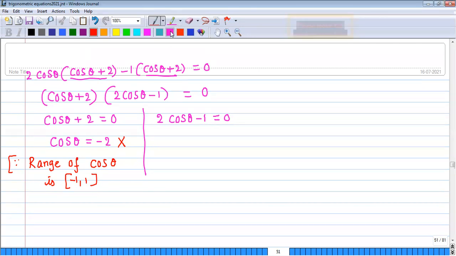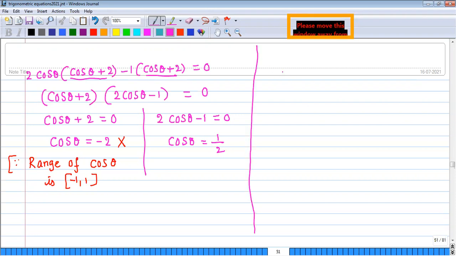That's all. Now here 2 cos theta is equal to 1, so cos theta is equal to 1 upon 2. Now 1 upon 2 lies between minus 1 and 1, so we can solve with this one. First find the principal solution. Cos theta is equal to, whose value of cosine is equal to 1 by 2? Cos 60, that is pi by 3. So the principal value alpha is equal to pi by 3.